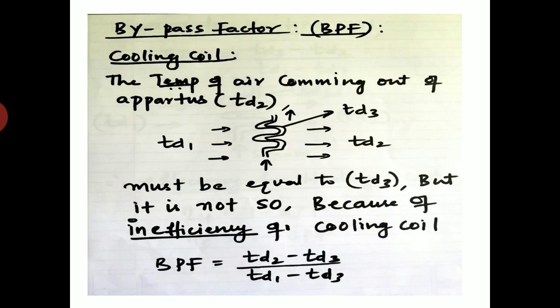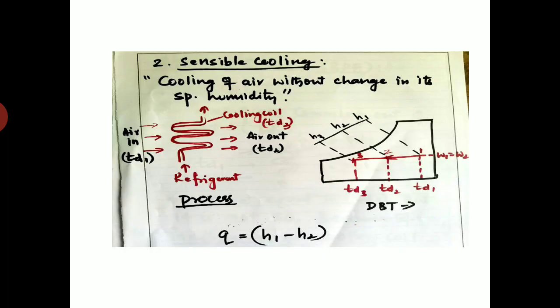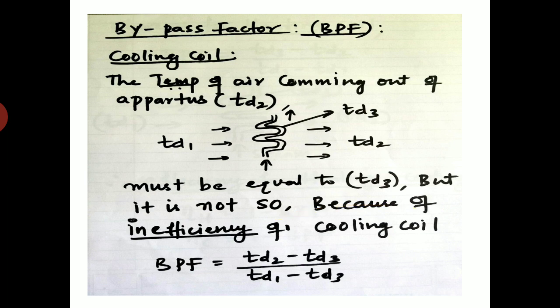Next, what is bypass factor? See, in the previous slide we have seen the cooling coil temperature TD3 and air outlet temperature TD2 must be equal. I'll repeat: the cooling coil temperature TD3 and TD2 must be equal, because outlet and cooling temperature both should be equal, but it is not so because of the inefficiency of the cooling coil. So in order to account for that inefficiency of the cooling coil, there is one factor to be obtained that is called the bypass factor.